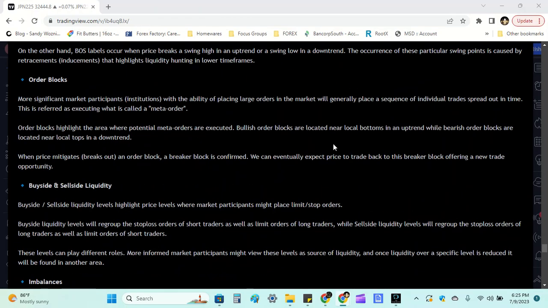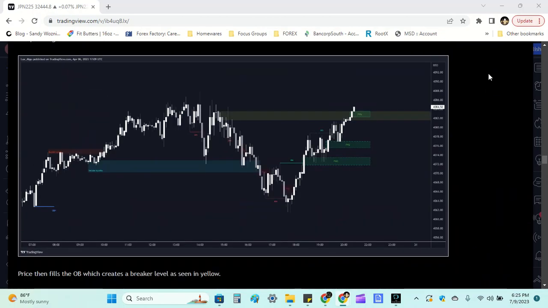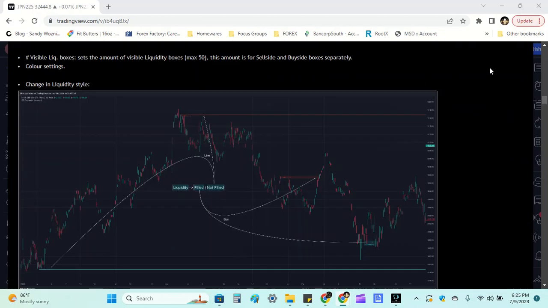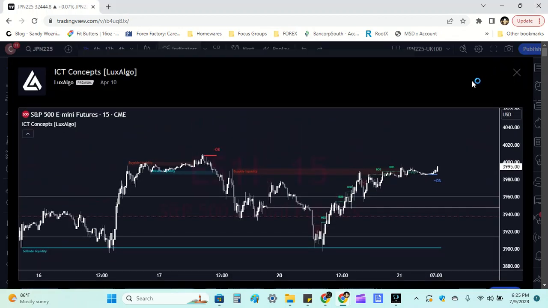And there you have it. This is a really detailed all-in-one indicator. So if you're interested in exploring ICT or you've already started with it, this would be a great indicator to consider using to integrate all the ICT concepts. ICT Concepts by LuxAlgo.